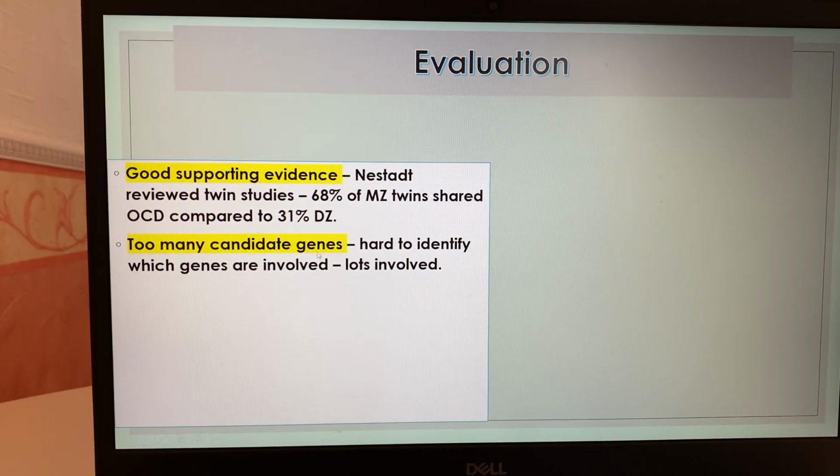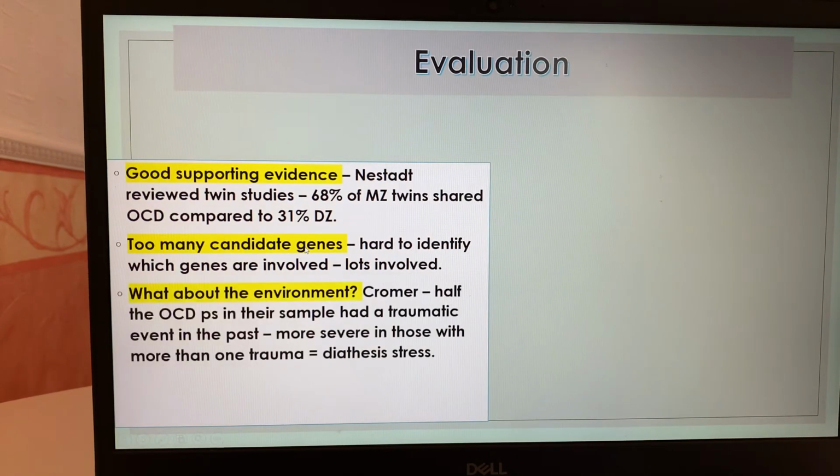For candidate genes, there are way too many. Because there are 230 that are implicated, we can't identify which genes are specifically involved, which makes it very difficult to draw any conclusions and also hard to create a specific treatment. And then, like we said with this study, what about environment? So Cromer found half the OCD patients in their sample had a traumatic event in the past, more severe in those with more than one trauma.